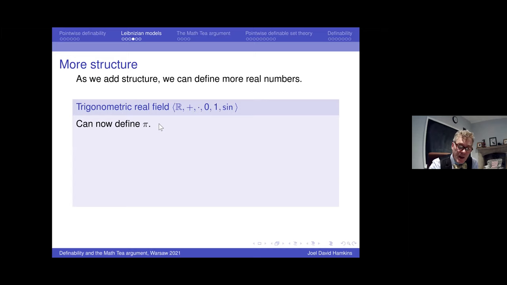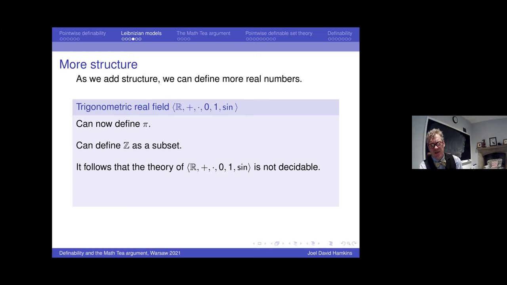And therefore we can define the integers as a subset now because it's just the multiples of that number pi. The integer multiples of pi are the zeros of the sine function. And so therefore we can define the integers there. And therefore it follows, of course, that the theory of this structure is not decidable because we can interpret arithmetic in there. And so by the halting problem and so on, it won't be a decidable theory, unlike the real field without the trig function.